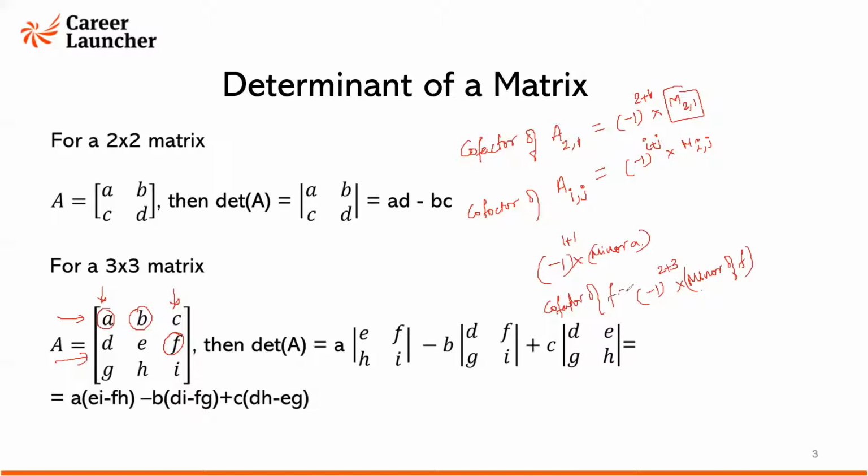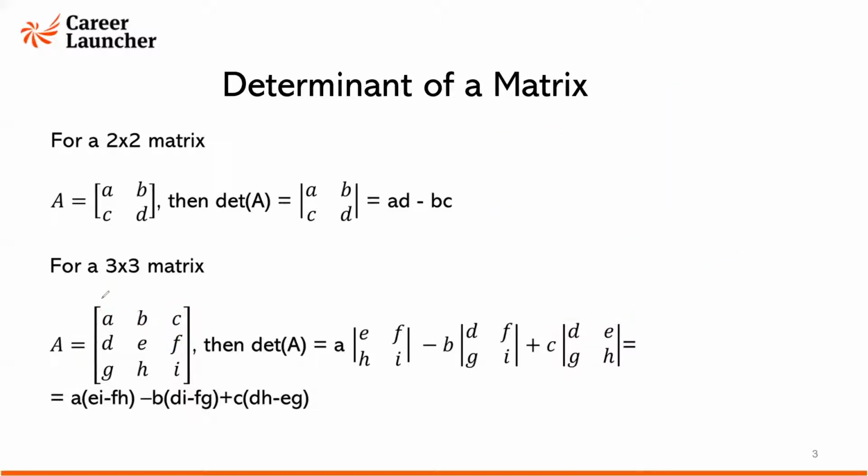There is an easier way of remembering this negative sign: plus, minus, plus, minus, plus, minus, alternately. So instead of remembering it as minus 1 to the power of something, straight away if I ask for C, it is plus 1 into the minor of C. If I ask you the cofactor of H, it is minus 1 into the minor of H.